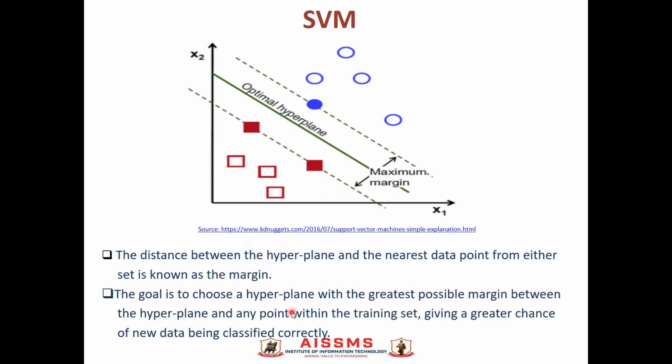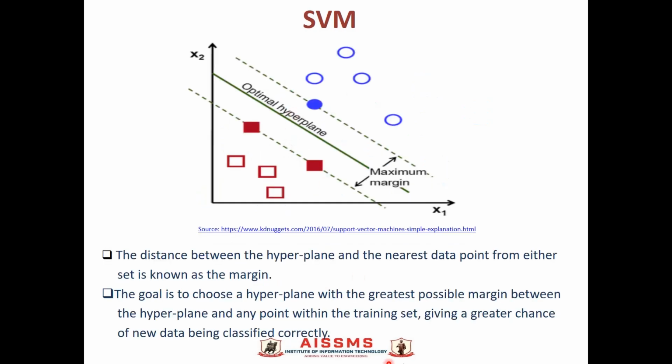The goal is to choose a hyperplane with the greatest possible margin between the hyperplane and any point within the training set. These are the training sets, because these data points are used for the training. So it will give a greater chance of new data being classified correctly. If the margin is maximum, it will give a greater chance of a new data point being classified correctly.